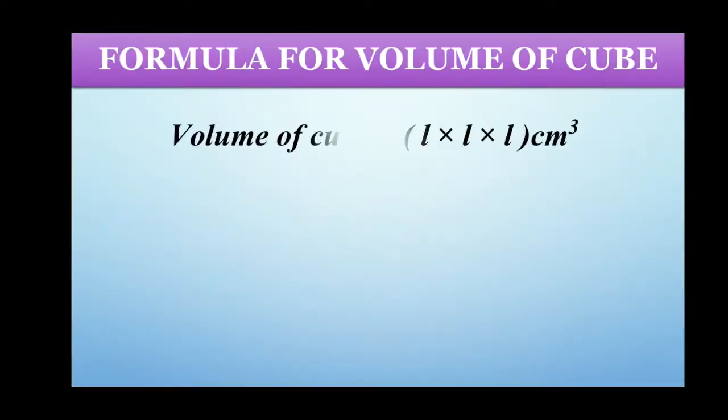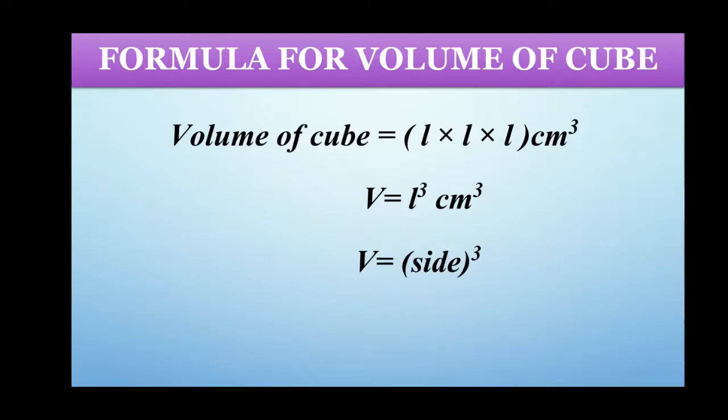Formula for the volume of a cube. The volume of a cube is also derived from the cuboid formula. What is that? Length into breadth into height. Since in the cube length, breadth and height are the same, here V is equal to L cube, or centimeter cube, or V is equal to side cube.